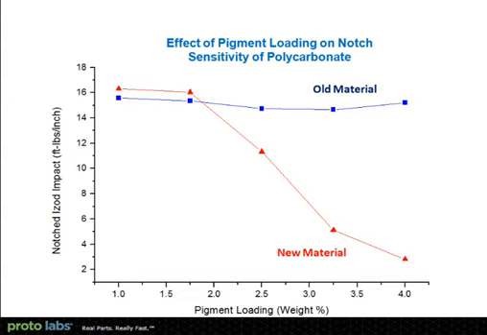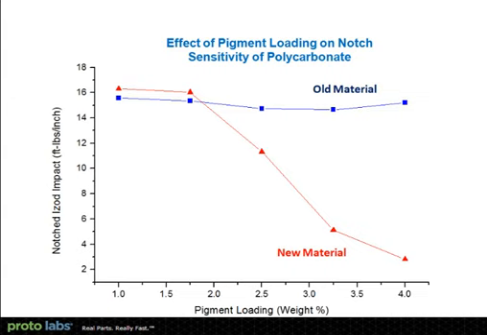The old material was insensitive to the pigment loading. So the problem with control over pigment had always been there. But now we have a new material, and the consequences of losing control over pigment loading become a lot more severe. And this was due to an interaction between the flame retardant that was being used in the polycarbonate and the white pigment that was being incorporated into the material.